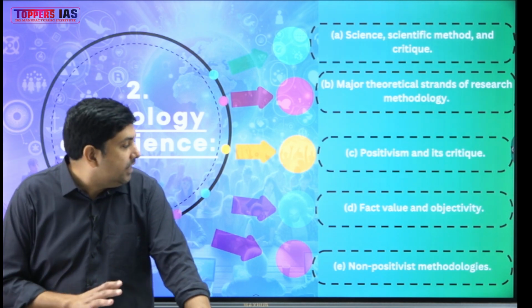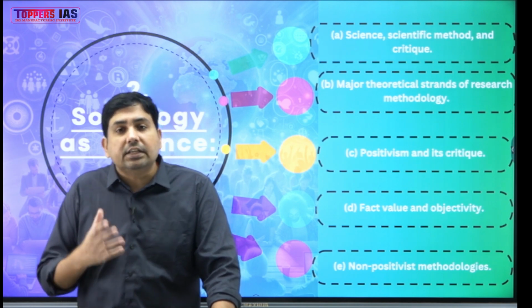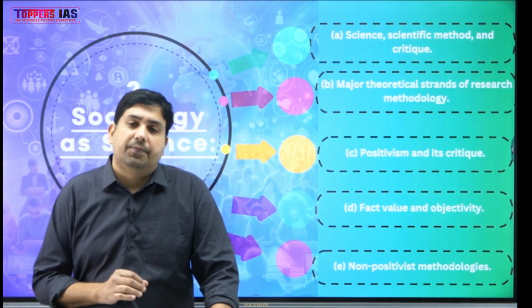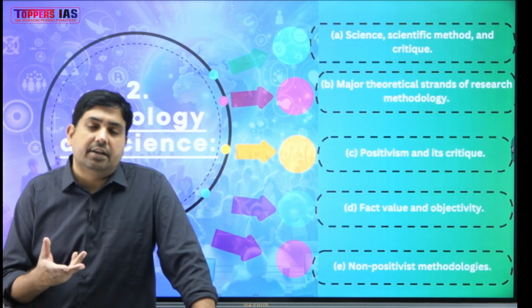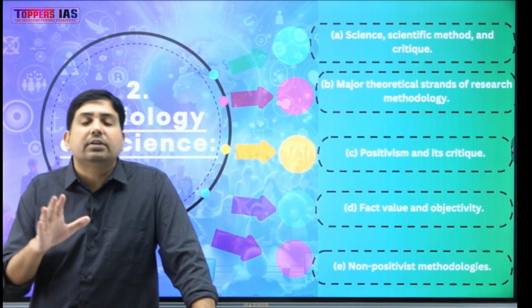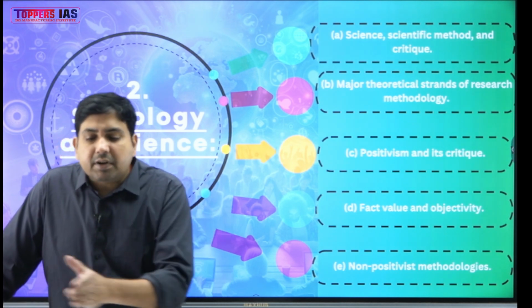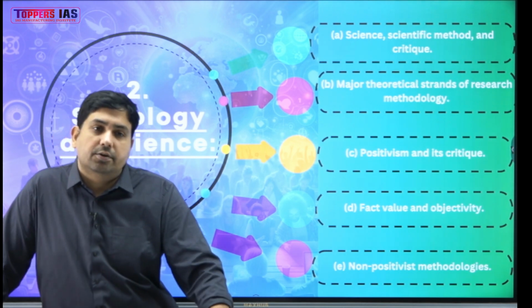Fact, value and objectivity. Now what does it mean? What is fact? Fact is something that is true and can be observed independently. For example, you can say that there is a certain percentage of unemployment. Say the unemployment rate is 7-8%. So that is a fact.